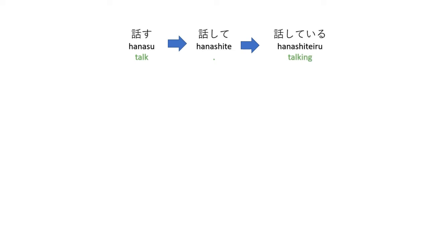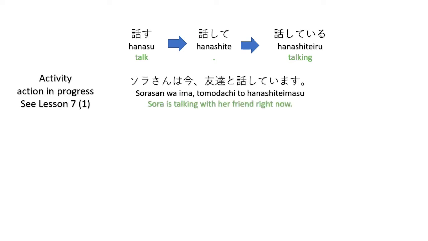So here, for example, we have the verb hanasu, to talk. Now, hanasu is converted to hanashite, and then iru is added, so it becomes hanashiteiru. Hanashiteiru means talking, as in talking right now, like what I'm doing now, I am talking. For example, Sora-san wa ima tomodachi to hanashite imasu. Sora is talking with her friend right now at the very moment.